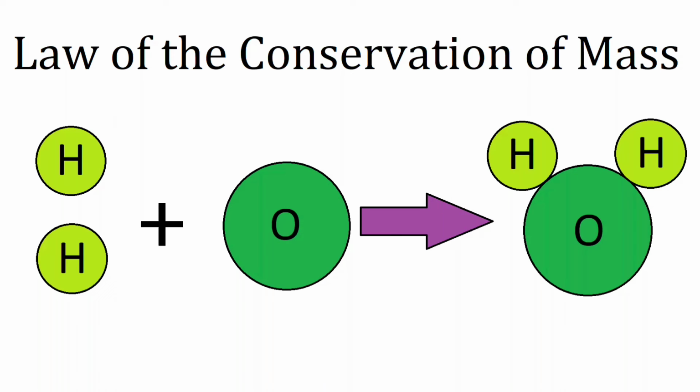Now I'm going to talk briefly about the conservation of mass, the law of conservation of mass. So the reactants and products have to equal each other in mass at the end of any reaction. This is seen when you have two hydrogen atoms and one oxygen atom as the reactants. They have the same mass as the water, H2O, at the end.